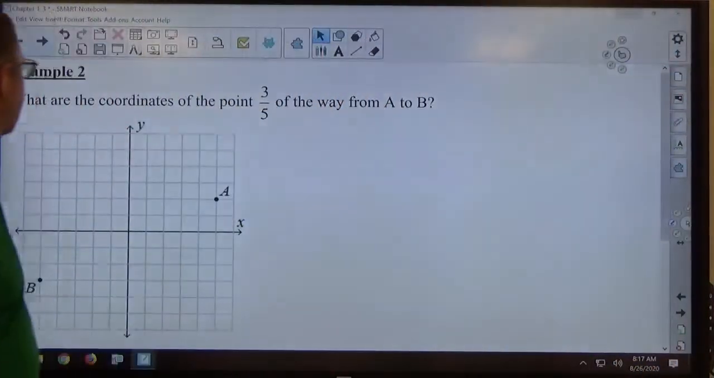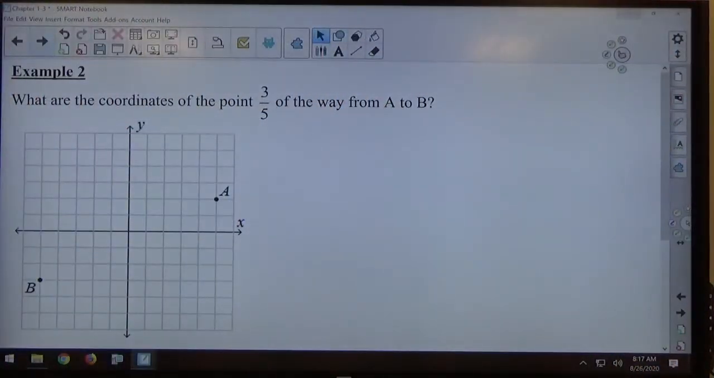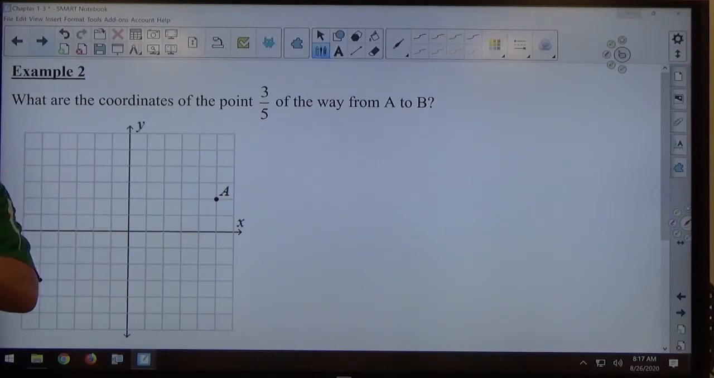So moving on to example 2, what are the coordinates of point 3/5 of the way from A to B? All right, so a couple of things going on here. First off, we're not trying to find halfway between, we're trying to find 3/5 of the way. So the midpoint would be halfway, there's a specific way to do that. Now, to find 3/5 of the way from A to B, first thing you have to consider is we're going from somewhere to somewhere. So it's important that you know directions here.